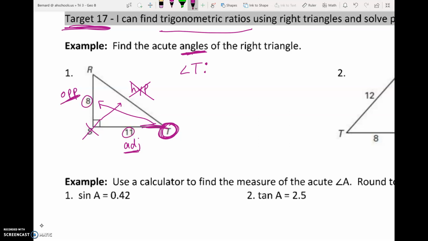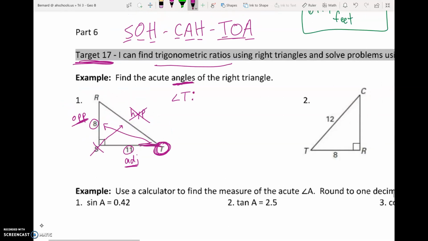And so let's just generally set this up, right? Opposite and adjacent is our TOA. So that means we're using tangent. Now, we don't know what angle T is, and so we can't put a number in the parentheses. So for now, we're just going to put angle T itself. So we're just going to do the tangent of angle T. Remember, tangent always equals opposite over adjacent.